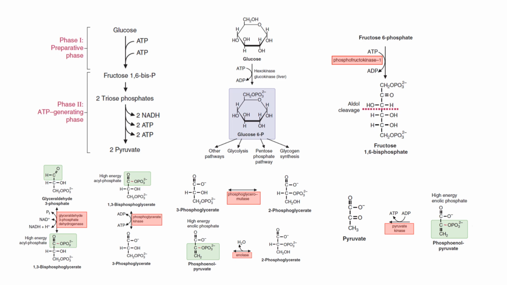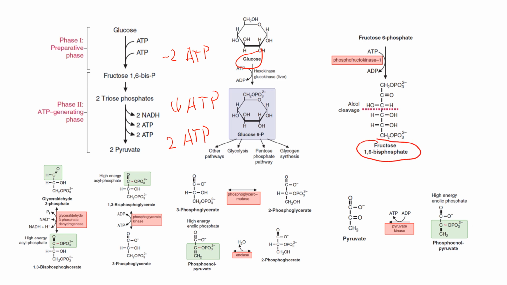So when talking about glycolysis, there's two phases. There's the preparative phase, which requires the input of 2 ATP, and the ATP generating phase, which outputs 4 ATP, giving a net of 2 ATP from glycolysis. Now, glycolysis begins with glucose, which is converted through a series of reactions until you get fructose 1,6-bisphosphate.